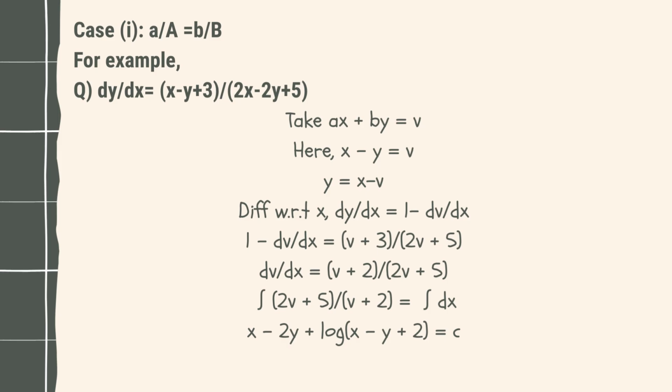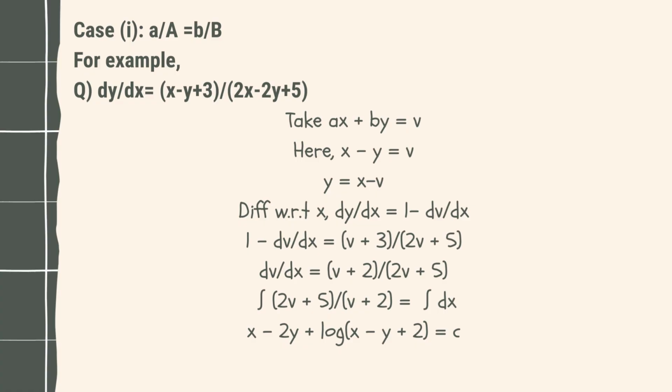Now let's start with case 1, which is a by A is equal to b by B. I'll explain this using an example where dy by dx equals x minus y plus 3 divided by 2x minus 2y plus 5.